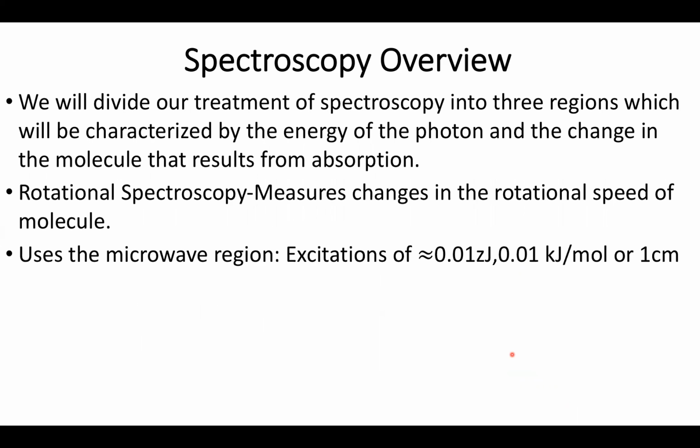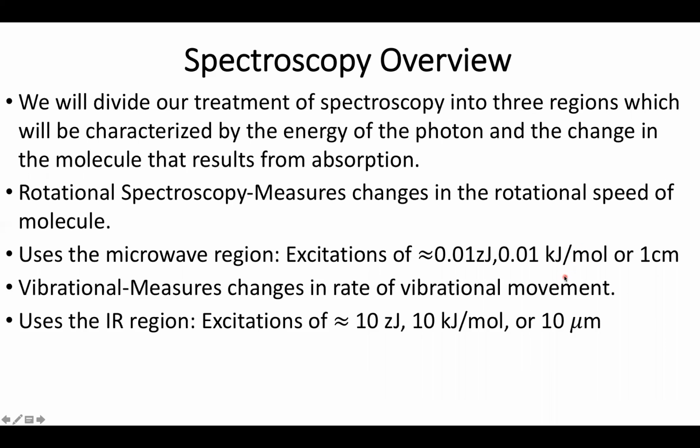So the first is rotational spectroscopy, which we'll talk about more in a couple of lectures. What we're measuring here is changes in rotational speed of a molecule, so essentially how fast it rotates. And these tend to be fairly tightly packed spectra with a lot of excitations, typically on the order of about 1 centimeter or about 0.01 kilojoules per mole. So very mild separations.